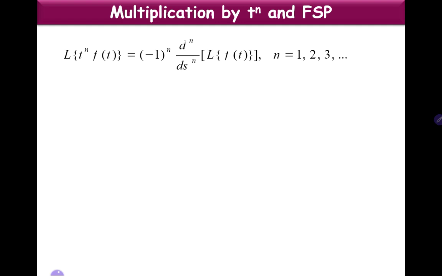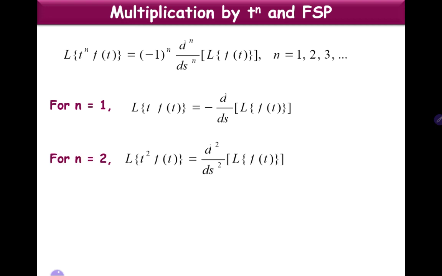Before that, let me recall the property of multiplication by t power n, which states that the Laplace transform of t power n into f of t is equal to minus 1 whole power n times the nth derivative of L of f of t with respect to s, for n equal to 1, 2, 3 and so on. So for n equal to 1, we get L of t times f of t is equal to minus d by ds of L of f of t.